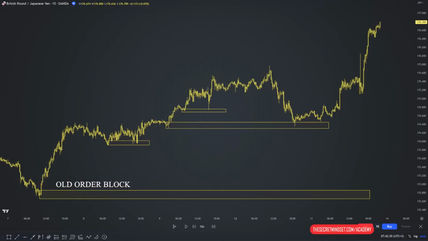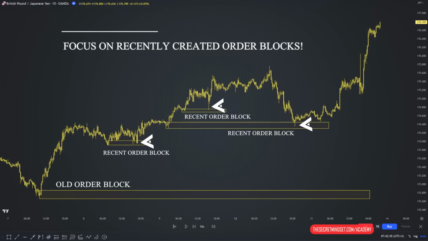Let's compare some older order blocks with more recent zones. It's clear that trading in recently created zones tends to be more profitable than trading in zones that were created a long time ago. In simple terms, it's better to focus on recently created order blocks because they have a higher chance of resulting in a successful trade.